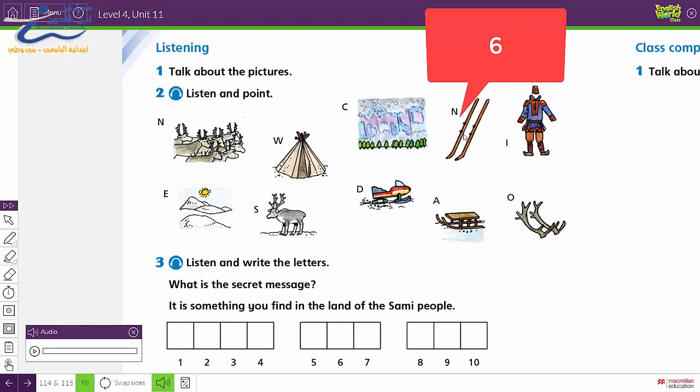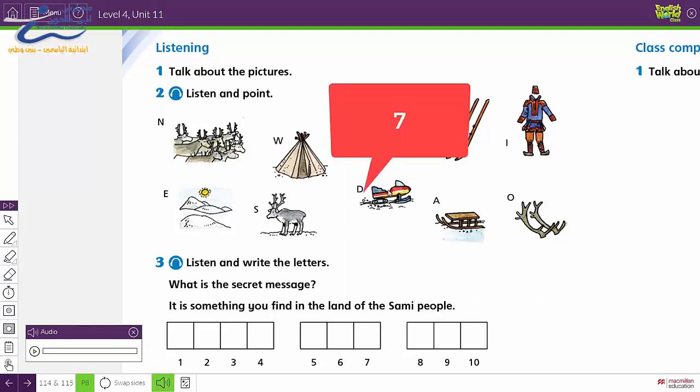Number 7. This is much faster than skis or sledges. One or two people can ride on them. Yes, of course, this one.